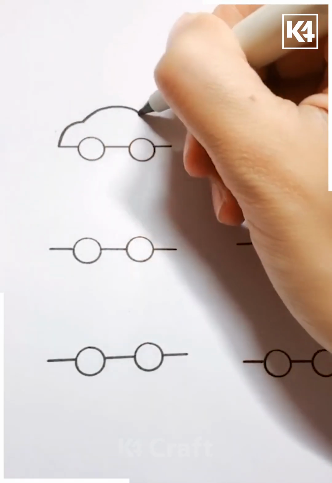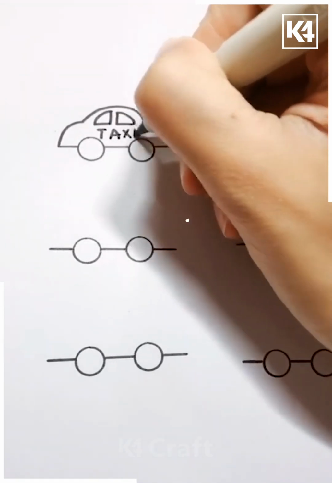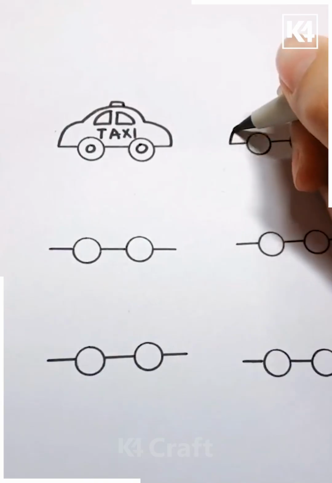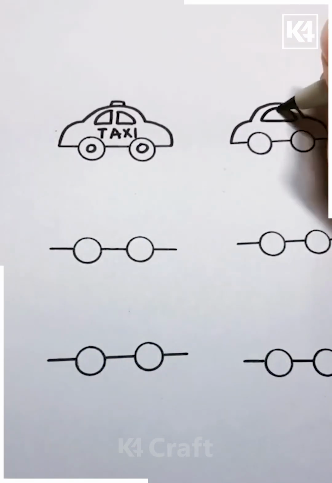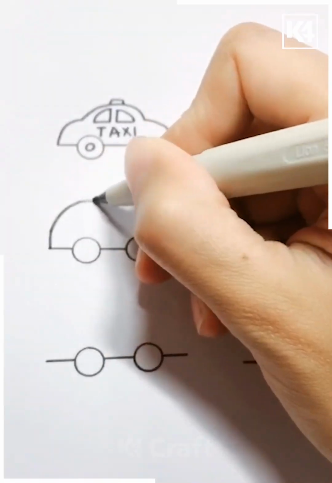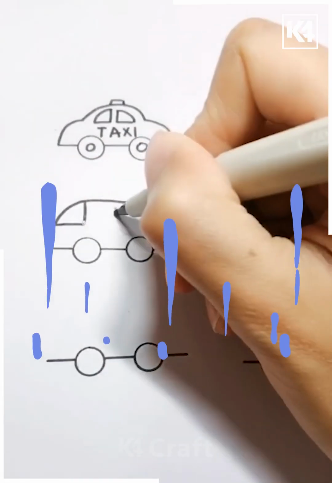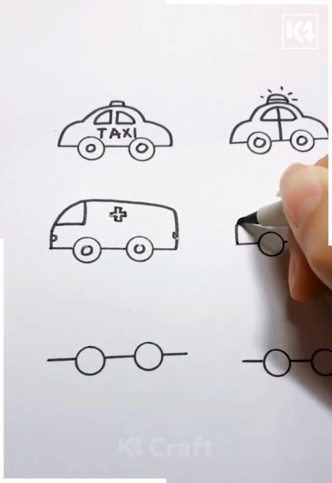Further here, using these different techniques, we are gonna create some different vehicles. Let's see what different vehicles we are gonna create here. So first we have created a taxi here and then something here with the siren on the top. Now let's see what we are gonna create here. We have to just write this, and we have created an ambulance van as well.